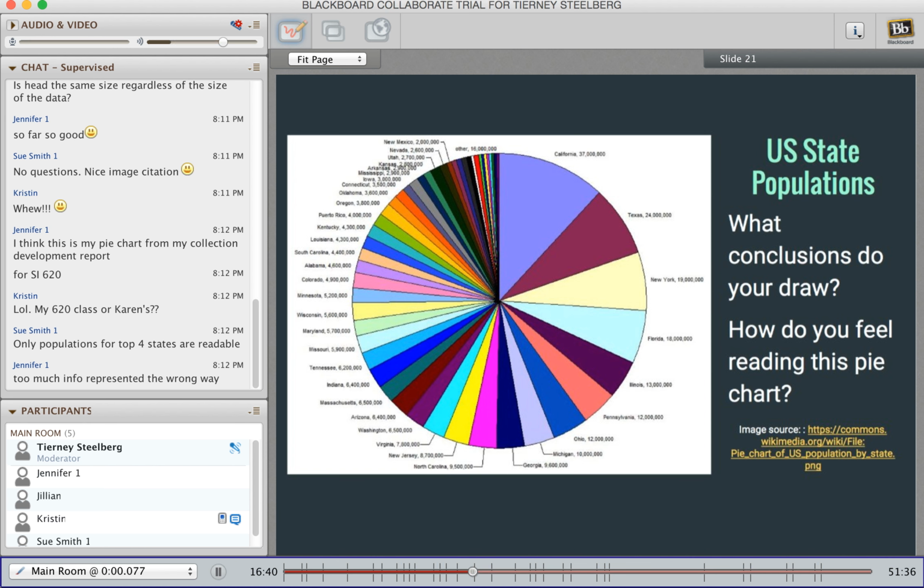So those are all great points. This is a very cluttered pie chart. The values are organized meaningfully from largest to smallest going clockwise, starting with California, the big indigo one there, but it's almost impossible to make comparisons.